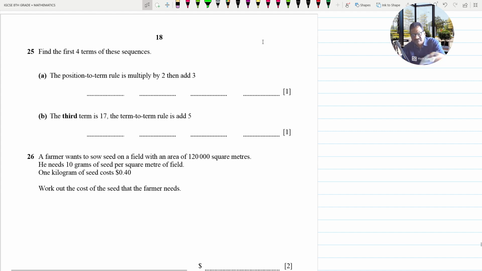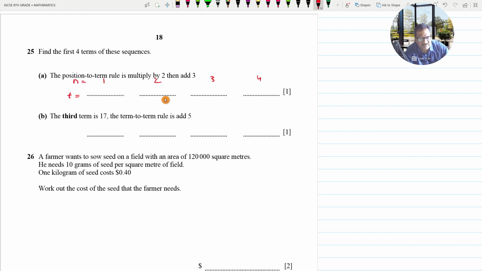Now question number 25 is pertaining to some sequence questions. Let us see what the question says. The question says that the position-to-term rule is multiply by 2 and then add 3, and you have to complete this sequence. There are 4 terms in this sequence, and the position is n: first position, second position, third position, and fourth position. These are known as the term values. T is the term value.